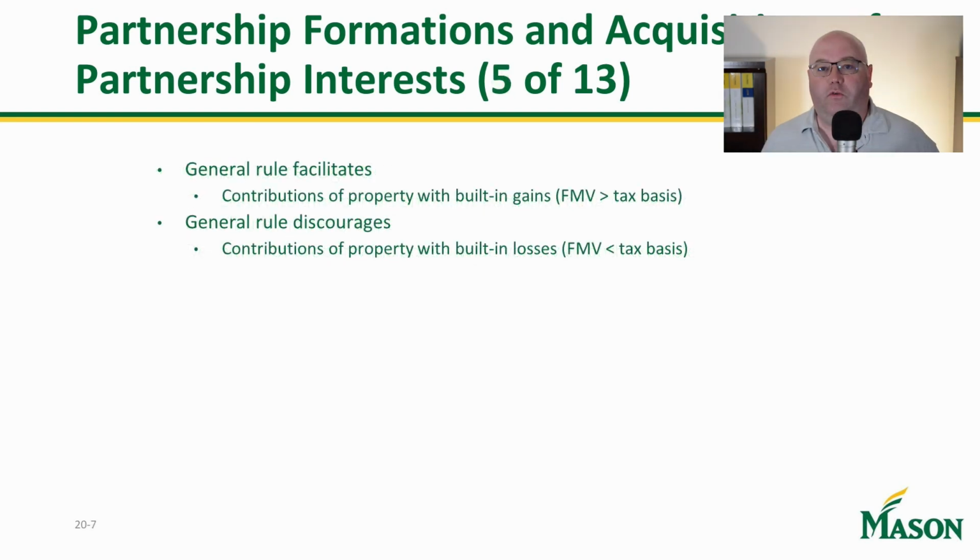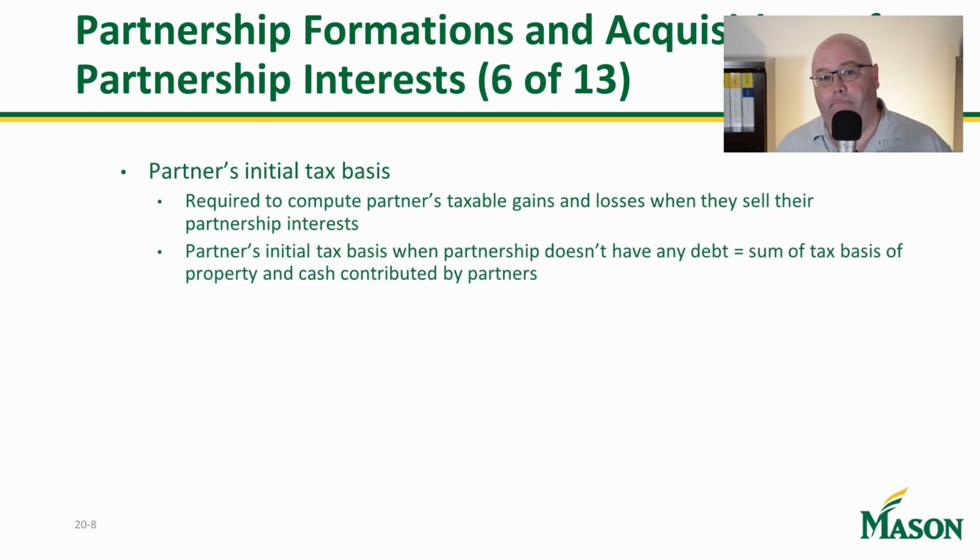So the general rule facilitates the contribution of property with built-in gains, and it discourages the contribution of property with built-in losses. Because here's the thing: if I have a piece of land that I bought for $200,000 that is worth $50,000 and I contribute it, and the partnership sells it, it's going to get the losses, not me. And so that's why it's going to cause a little bit of a problem if I decide to do that.